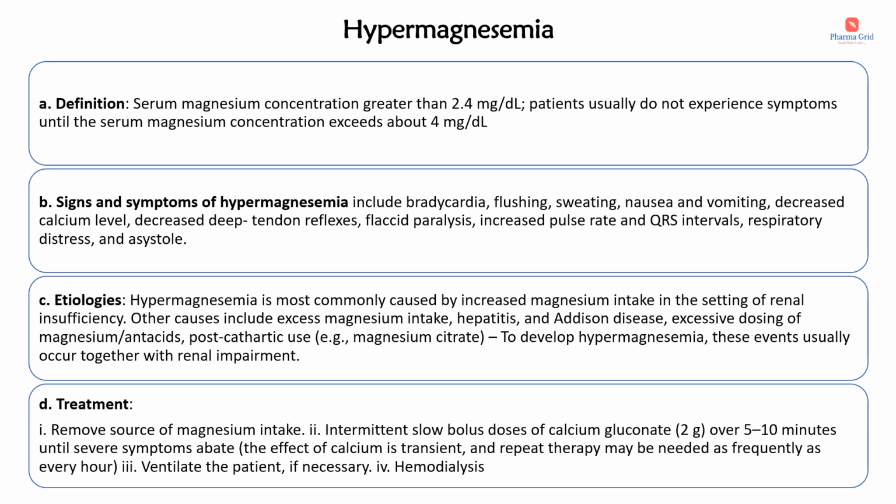Then treatment options. Remove source of magnesium intake. Intermittent slow bolus doses of calcium gluconate 2 gram over 5 to 10 minutes until severe symptoms abate or reduce. The effect of calcium is transient and repeat therapy may be needed as frequently as every hour. Then ventilate the patient if necessary. And the last treatment option is hemodialysis.